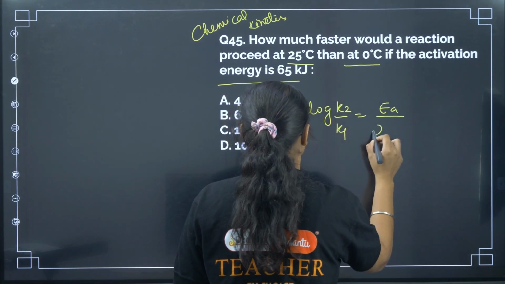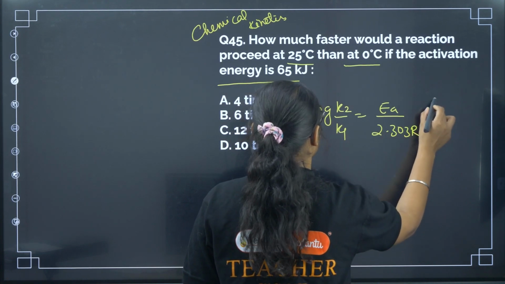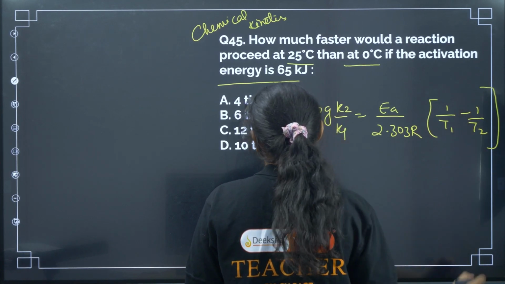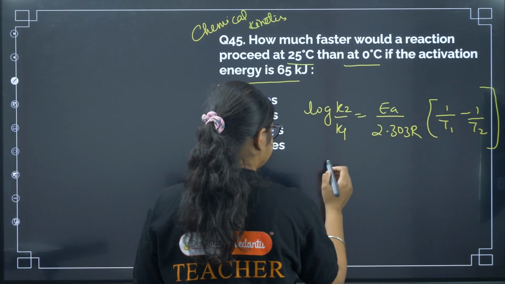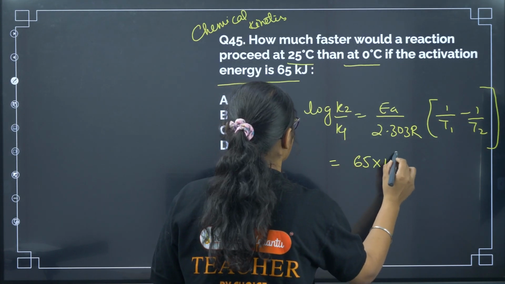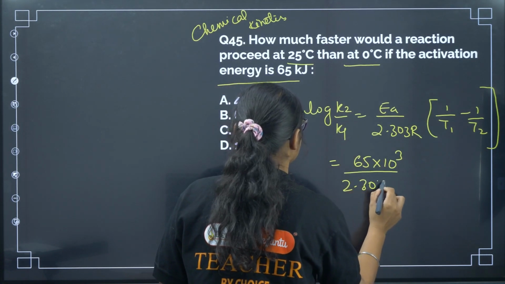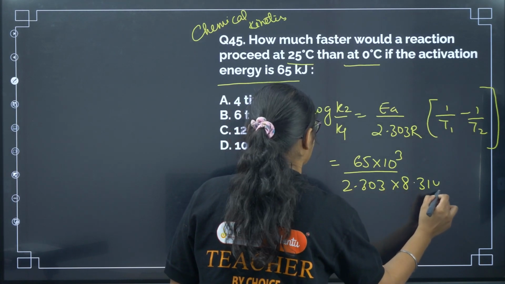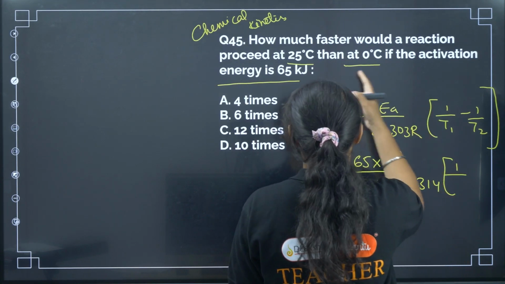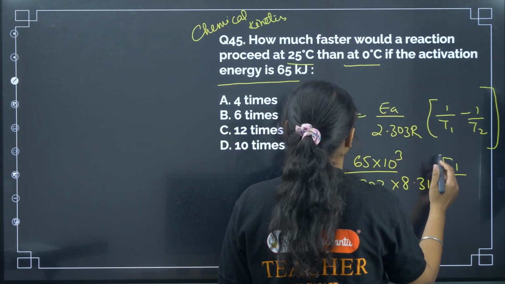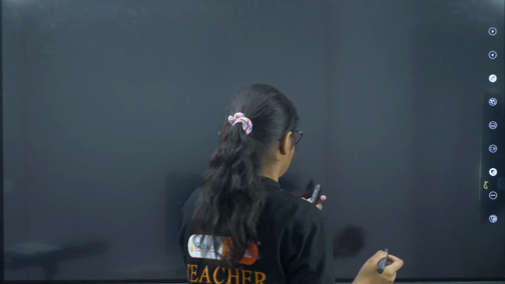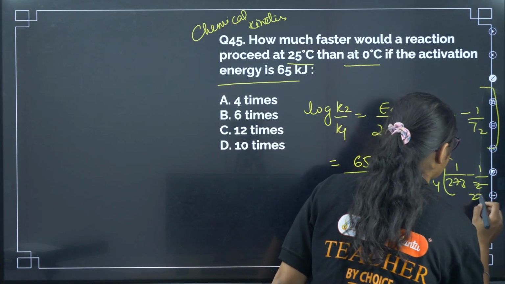Okay, now if you come to this one, we have this formula, log of K2 by K1 is equal to EA by 2.303 R into 1 by T1 minus 1 by T2. Okay, so now if you solve this one, EA value is given 65 into 10 to the power of 3. Here we have 2.303 and 8.314. Now 1 by T1, like 1 by T1 is 0 degree, that is your 273 Kelvin minus 1 by 298, right?